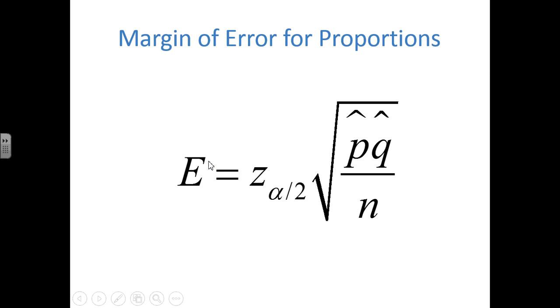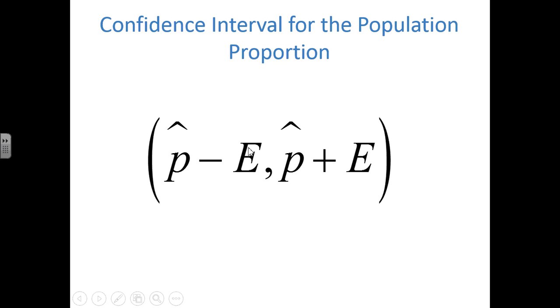The formula for the margin of error is this critical value, which, remember, for 99% was 2.575, times the square root of p hat times q hat divided by n. And then our confidence interval is going to be that sample proportion p hat minus the margin of error, which gives us the lower limit for this range of values, and p hat plus the margin of error, which gives us the upper value for this range of values that we think the true population proportion falls within.